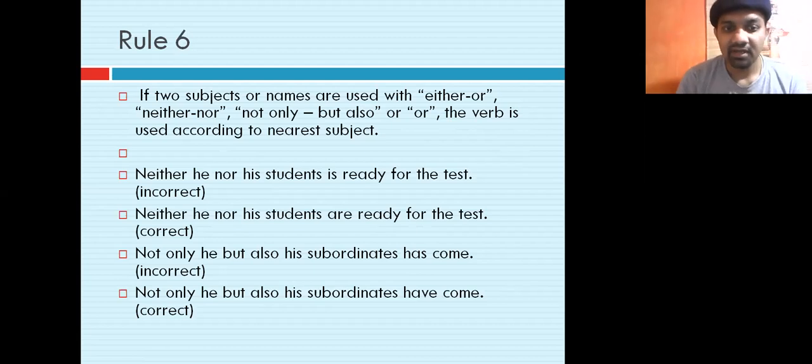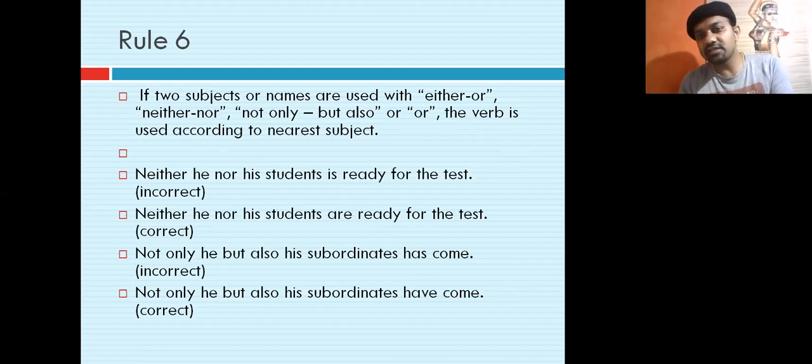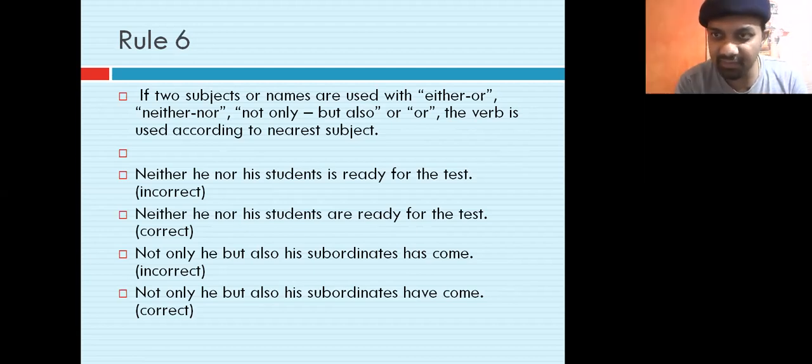Look at another example. Not only he, but also his subordinates has come. The subject verb agreement is totally wrong here. Has is used. Not only he, for he you can use has. But the subject here is his subordinates, because it is there after but also. His subordinates. That's the reason why. Not only he, but also his subordinates have come. Correct.